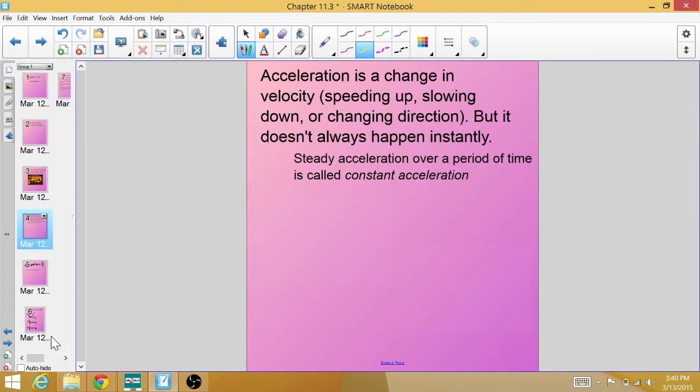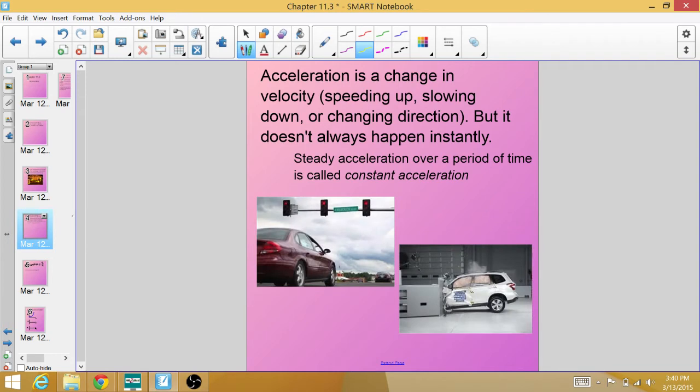But it doesn't always happen instantly. Sometimes we have a steady acceleration over a period of time, and this is what we call a constant acceleration. So, a constant acceleration would be coming to a stop at a stoplight. Most people, when they stop at a stoplight, will press on the brake and steadily come to a stop, and they slow down at a steady rate. That would be called a constant acceleration. You are constantly slowing down and changing your speed the same amount each second until you come to a stop.